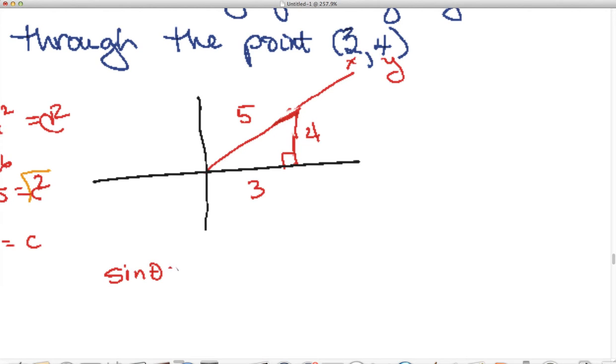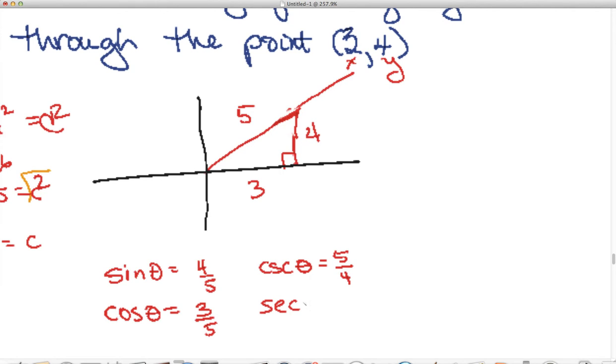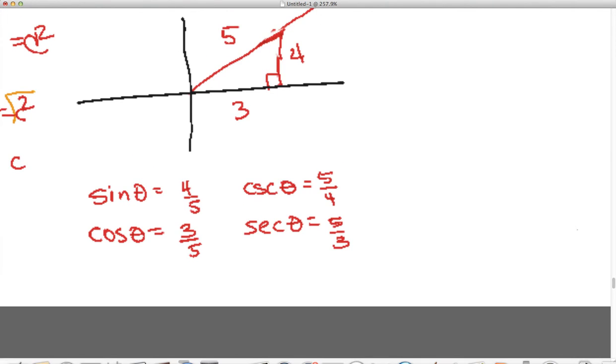Sine theta is equal to 4 over 5. As a result, we know that cosecant theta is its reciprocal, 5 over 4. Cosine theta would be the adjacent leg, 3 over 5, and its reciprocal, secant theta, is 5 over 3. Note, because it's in the first quadrant, they're all going to be positive.